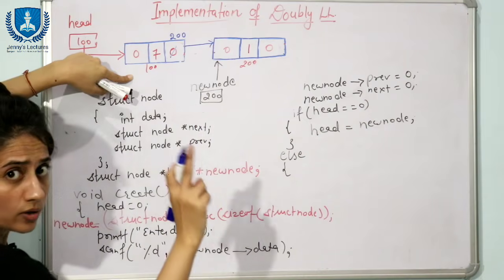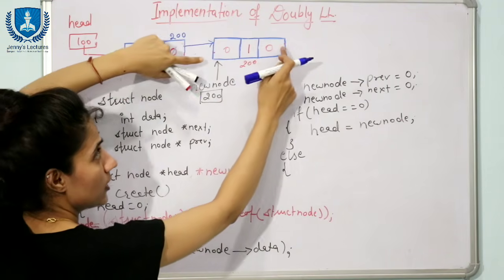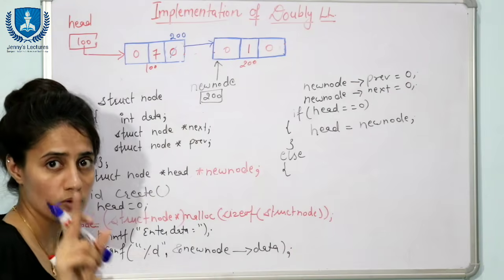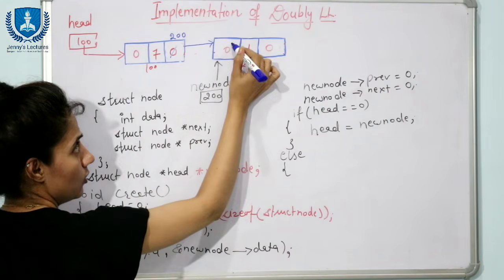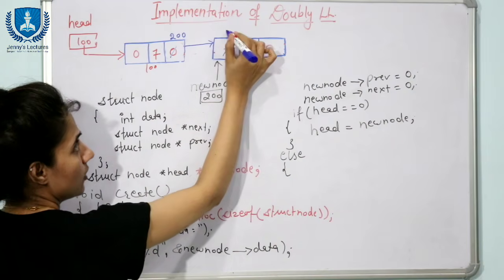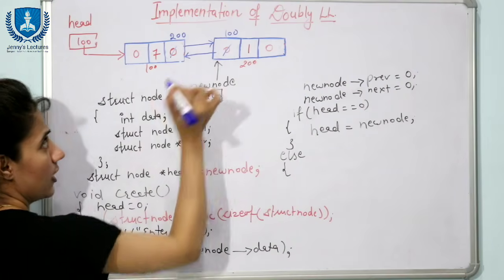But this is not done. You have to update this thing also, because every node is going to contain the address of its previous node also. So in this part, what should be there is 100, the address of the previous node. Now we have established this link also.